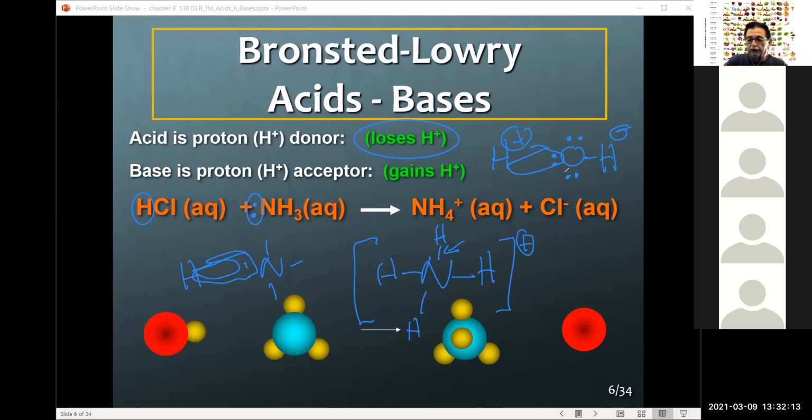That lone pair on the oxygen created a bond with the proton, which is happening down here with the ammonium salt. Okay. All right.